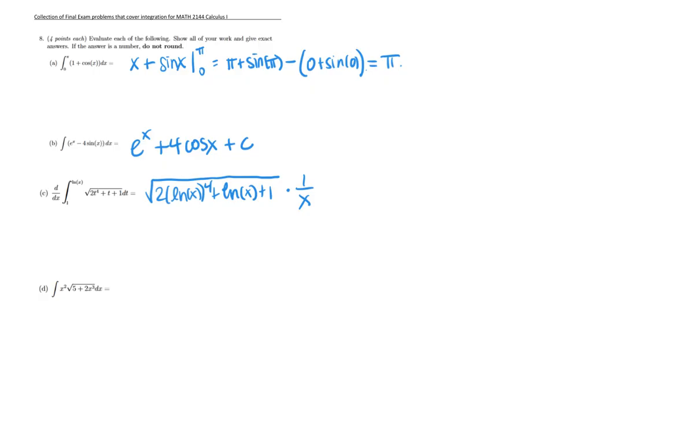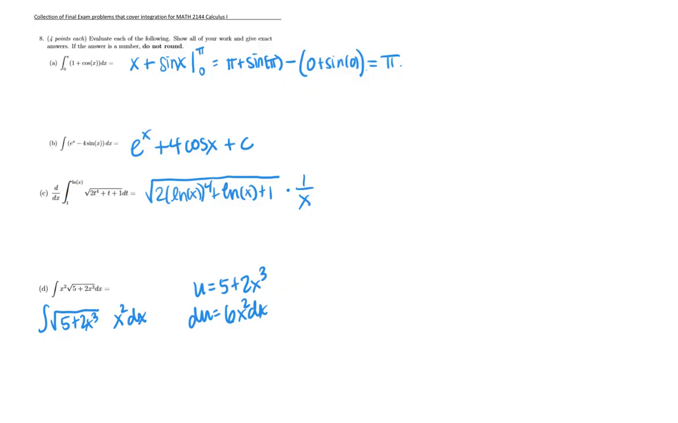For the next one, I need to do a u substitution. So let's let u equal 5 plus 2x cubed. Then my du will be 6x squared dx. So I have an x squared dx. Let's rearrange a little bit so I can see what I'm doing here. So I have the integral of square root of 5 plus 2x cubed, and then I have the x squared dx. So I'm just rearranging here.